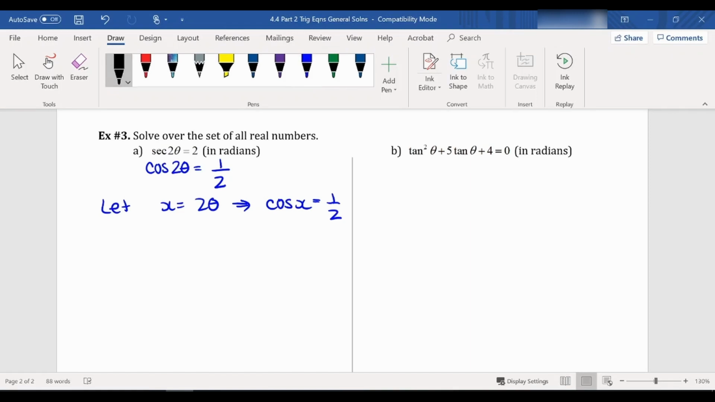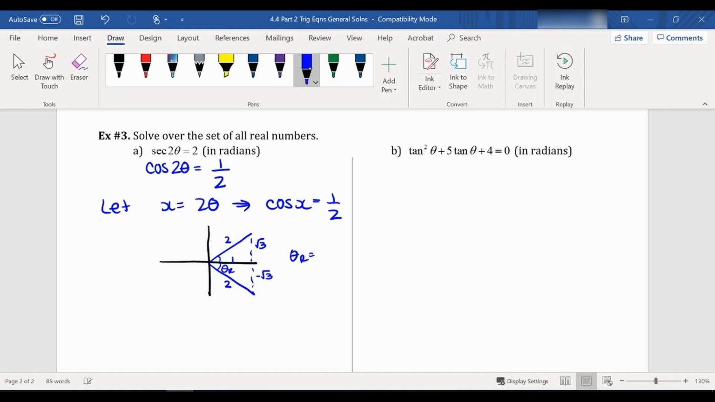Anytime you see a 2 theta, 3 theta, 4 theta inside your ratio, I would change it to something more simple and start by solving the simple thing you know how to solve. So when I do this, I know that cosine is positive in quadrant 1 and quadrant 4. I know that cosine is adjacent over hypotenuse. My adjacent is 1, my hypotenuse is 2. I know I have a special triangle that's 1, 2, root 3, so my other side must be root 3. On the bottom triangle, that must be a negative root 3.